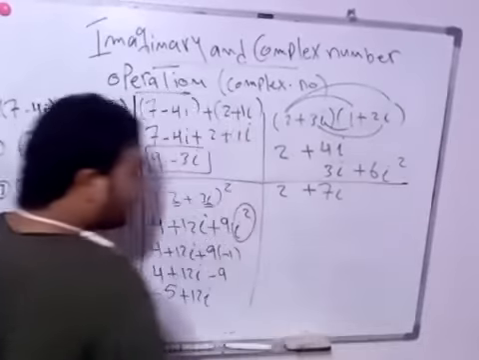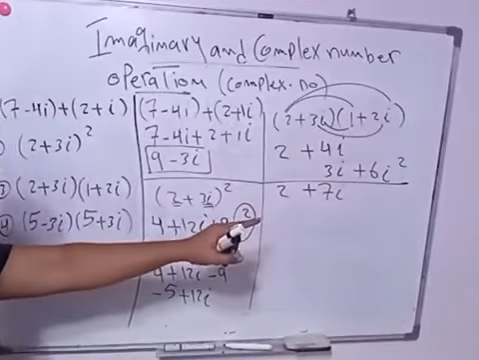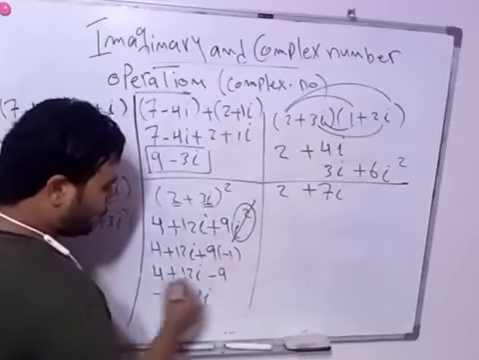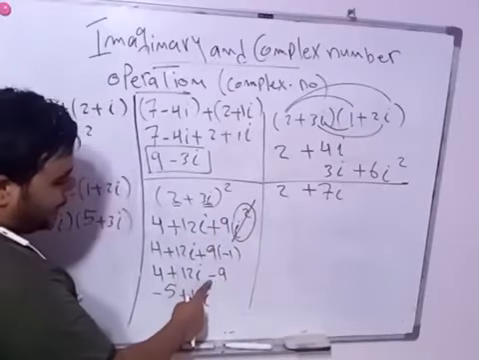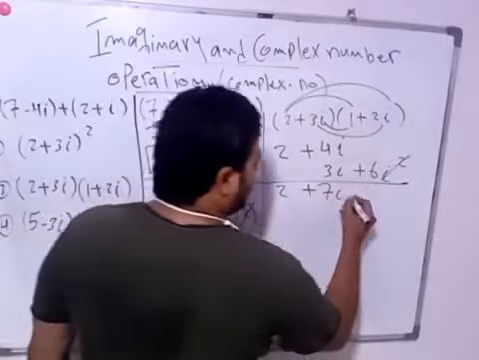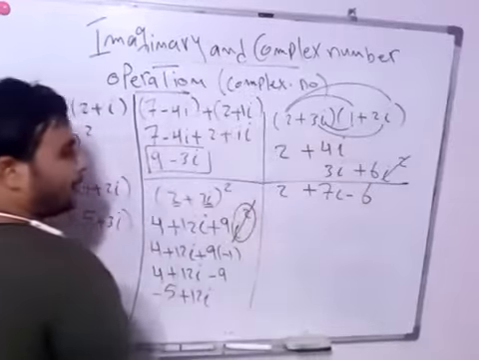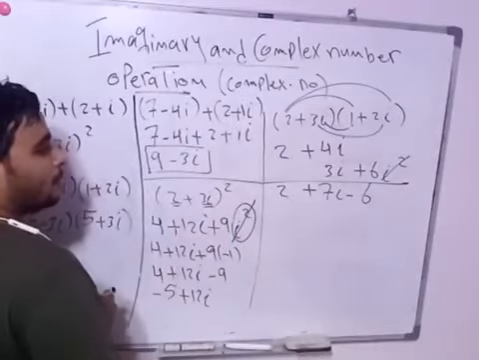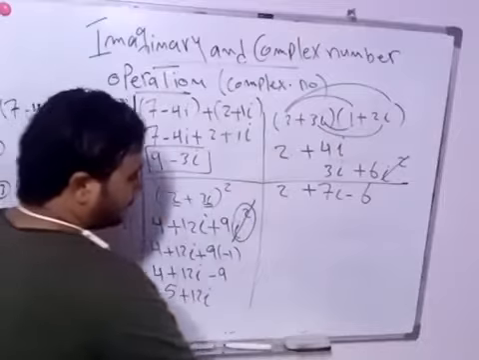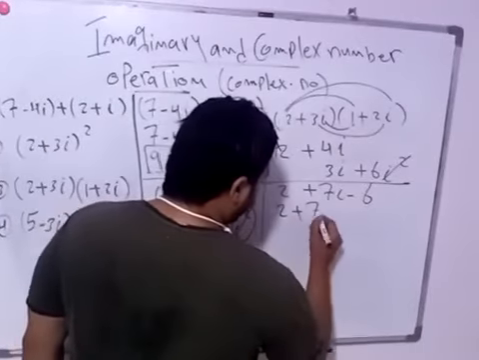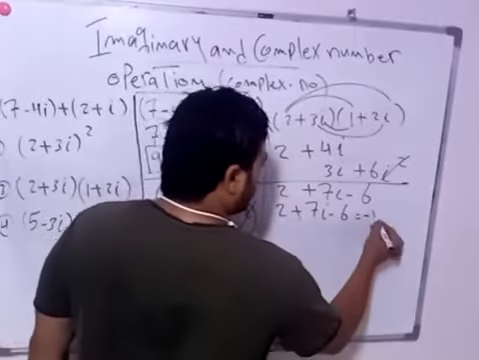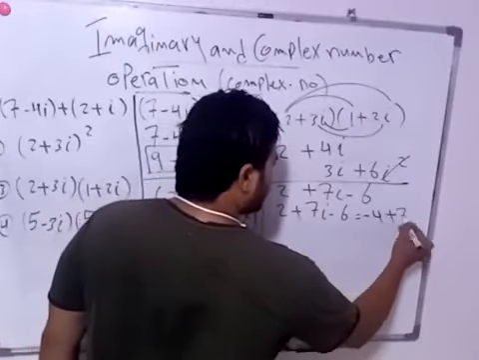Since i power 2 equals negative 1, cancel i power 2 and inverse the sign, negative 6. So 2 plus 7i minus 6. So 2 minus 6 is negative 4, plus 7i.